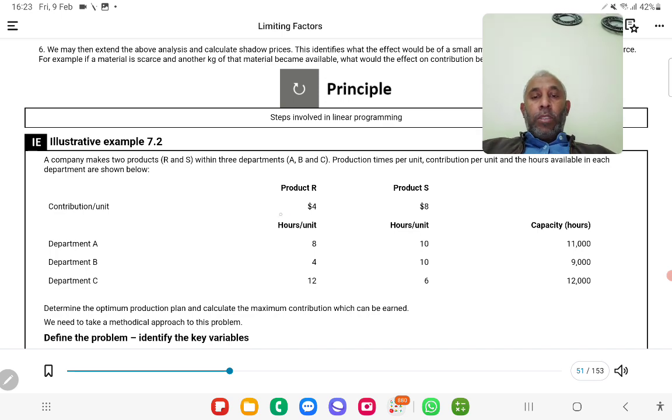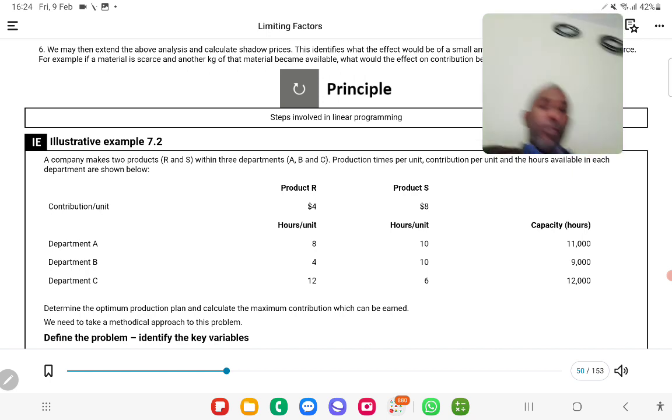As you can see from the question screen, there are product R and product S, and they gave you the contribution. Sometimes you may have to calculate the contribution, but here they have provided it, so life is a bit easy. Then we have departments A, B, and C. Hours per unit: 8 hours of department A to produce product R, 10 hours of department A to produce product S, and the maximum available hours will be 11,000. That is the capacity. In the same way, department B and C information is given. Determine the optimum production plan and calculate the maximum contribution which can be earned.